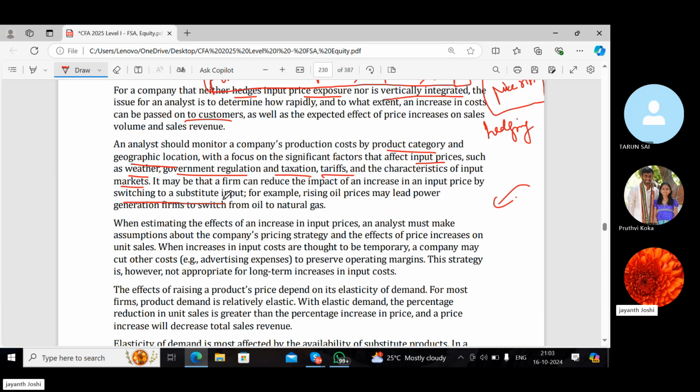If some input is increasing your cost, you can switch to a substitute of that, if the switching cost is low. For example, rising oil prices. If there is a company which uses oil as a fuel and rising oil prices is impacting their revenue or sales, they can switch to natural gas, which can also be a fuel for them.